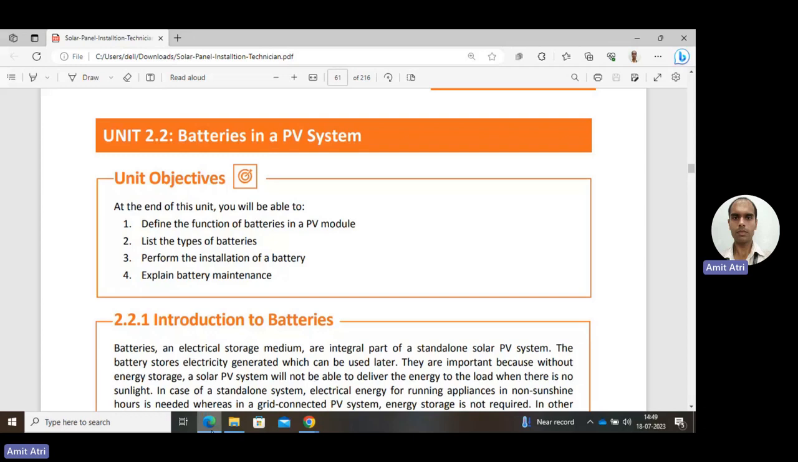Today we will be discussing unit number 2.2 in the solar PV installation course. Unit 2.2 is covering the batteries which are used in a PV system.